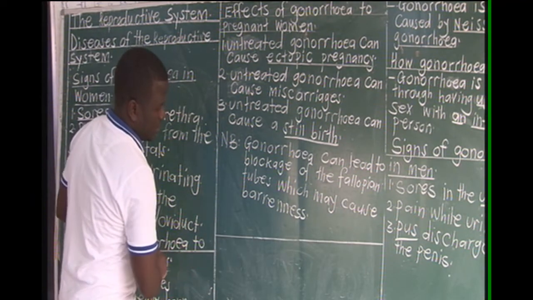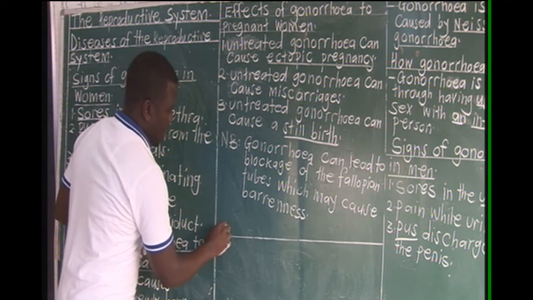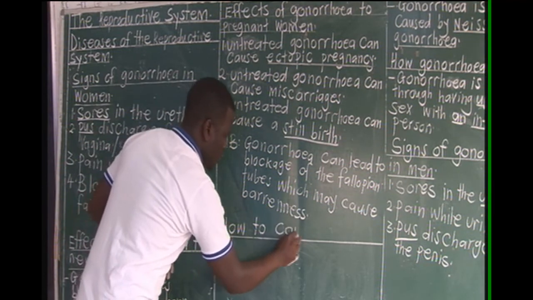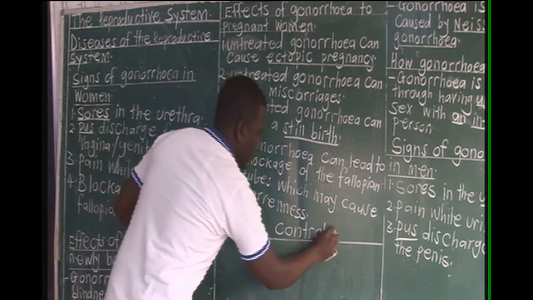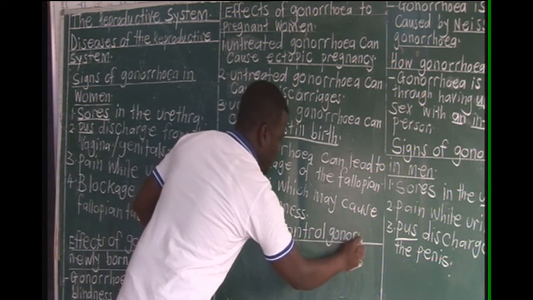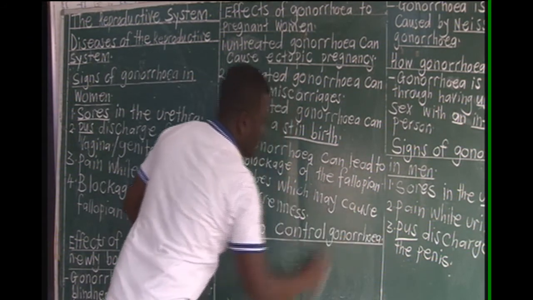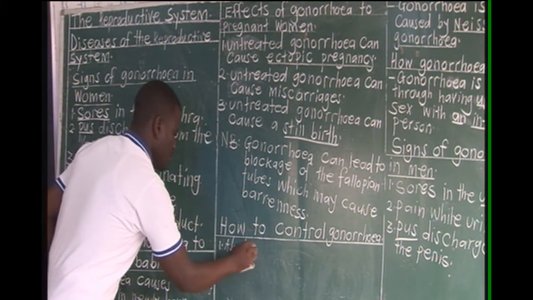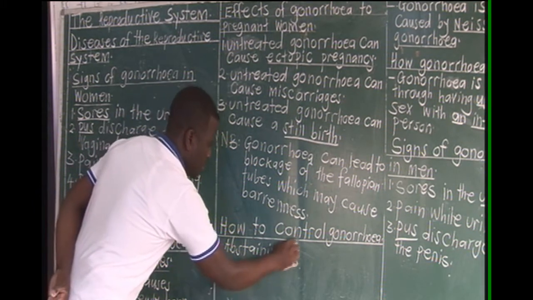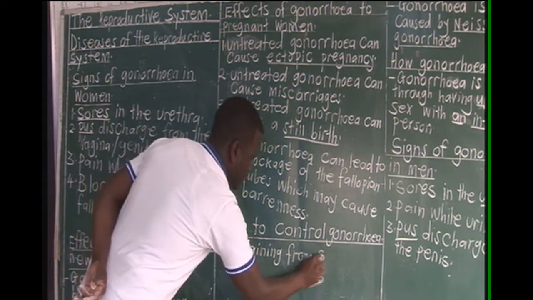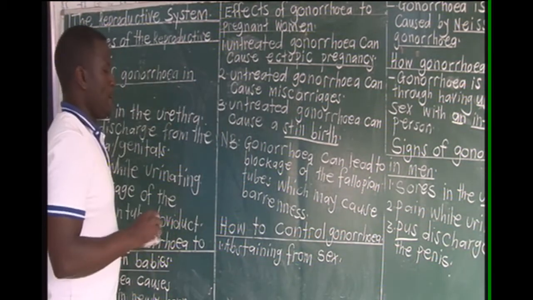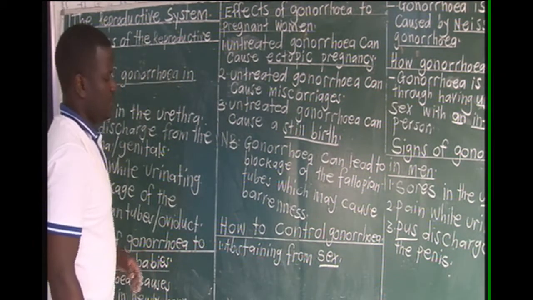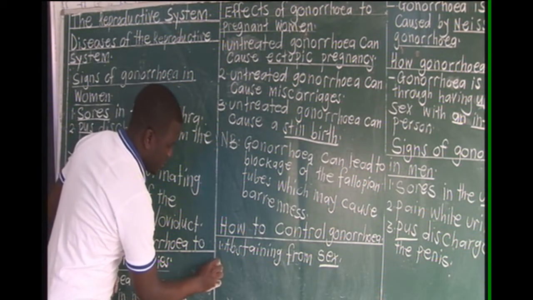So you look at how to control gonorrhea. Gonorrhea can be controlled in different ways. We said one, abstaining from sex. Don't just say abstaining, but you must abstain from sex. Very important. Because you can abstain from anything.